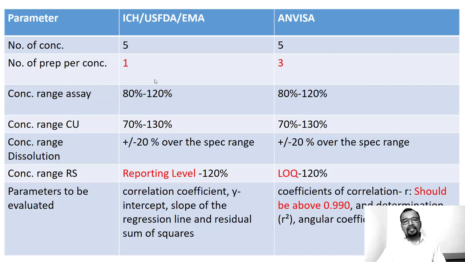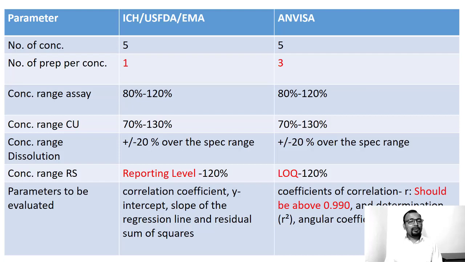Then the concentration range, in case you are performing the assay, is 80 to 120% across the specification. The concentration range for content uniformity is 70 to 130% for all these four regulators. The concentration range for dissolution is plus or minus 20% over the specification range, common for ICH, USFDA, EMA, and ANVISA. When it comes to the concentration range for RS, these three regulators, ICH, USFDA, and EMA, say reporting level to 120%, but ANVISA says LOQ, limit of quantitation, to 120%. But in other words, these two, reporting level and LOQ, can be one and the same.